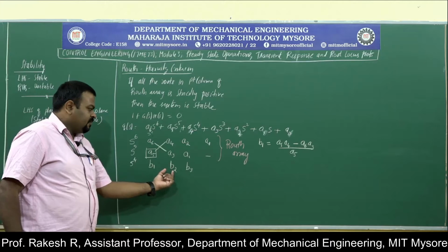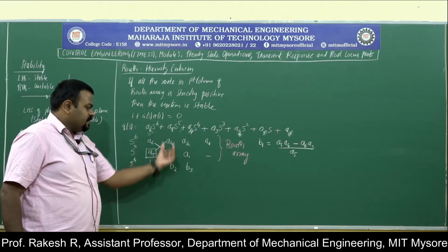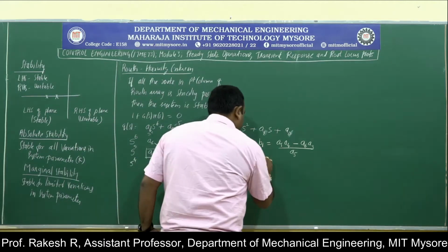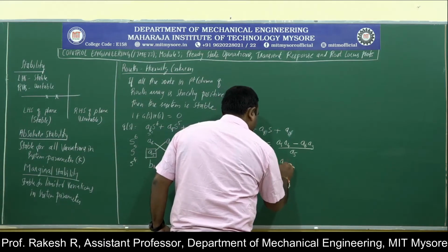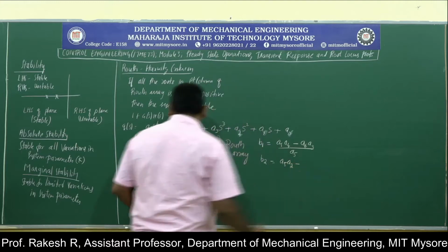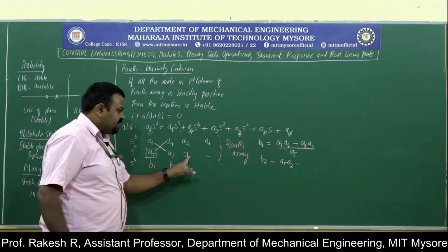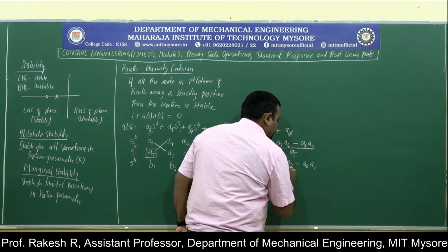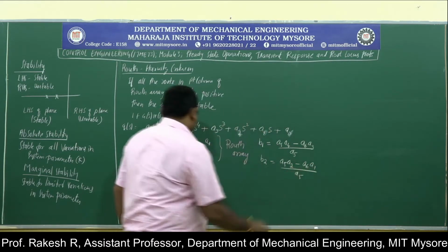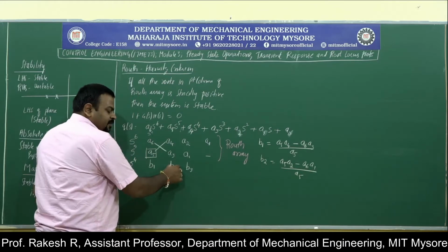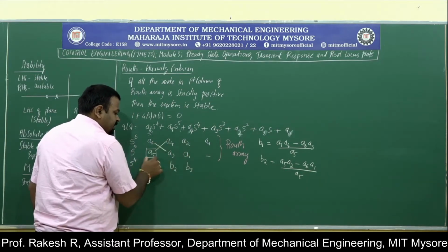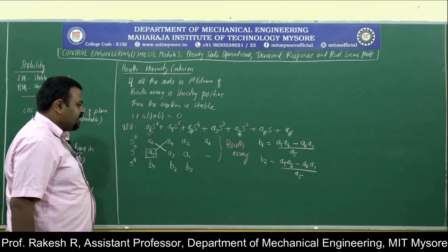So this is how we will calculate b1. Next b2. b2 is, leaving this, a5 into a2 minus a6 into a1, divided by a5. So when I compute this into this divided by this, that is nothing but b2.